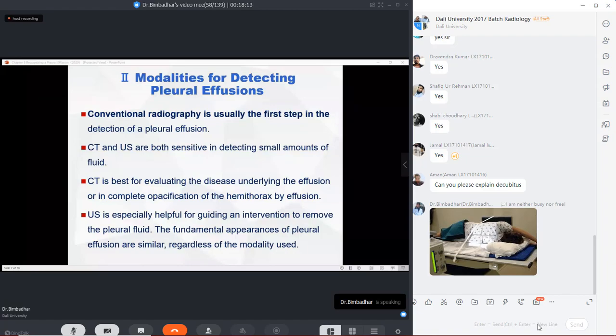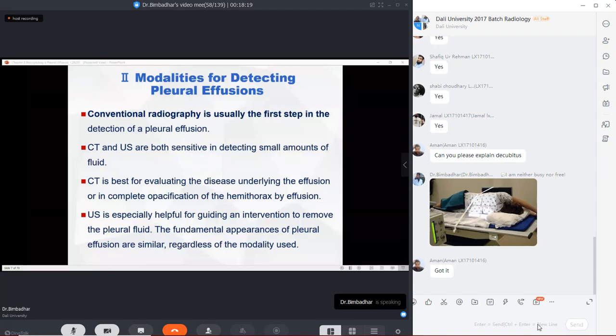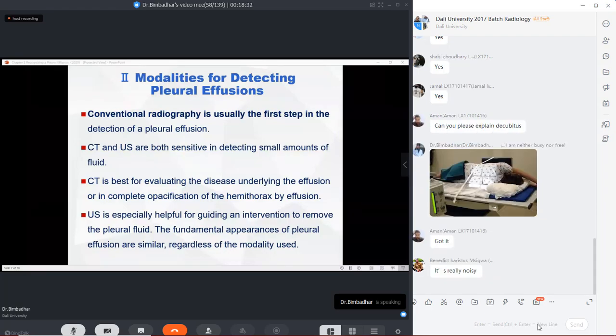So this patient is suspected of a right-sided pleural effusion. So you ask the patient to lie onto his right side. Then lift his shoulders. Then the projection will start directly from the back side.